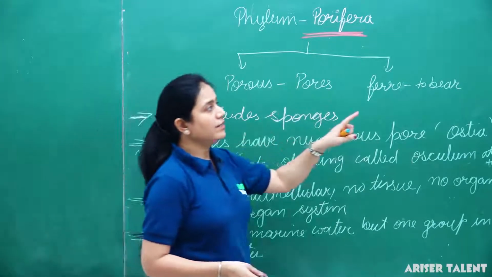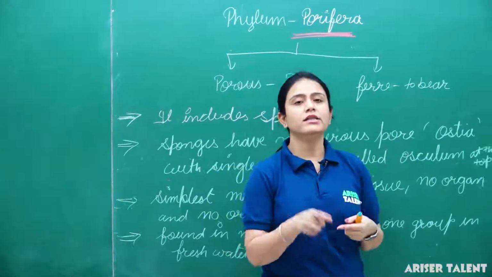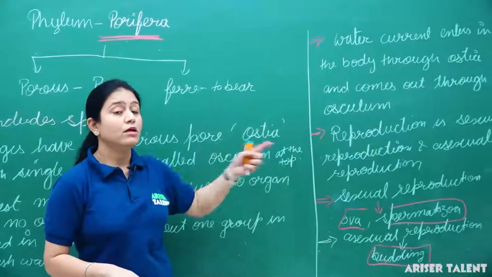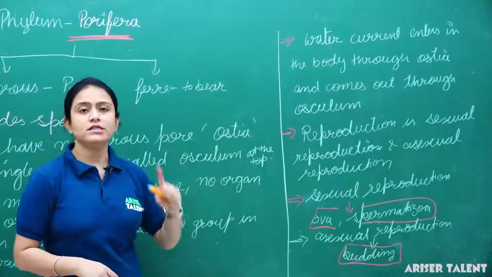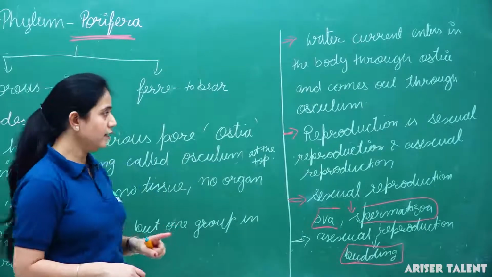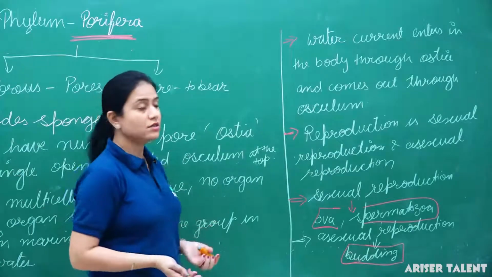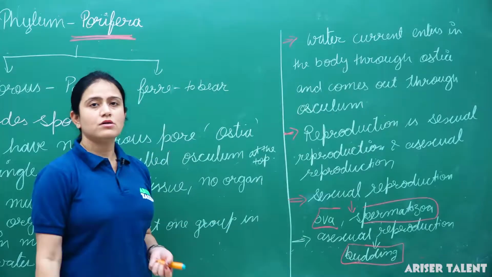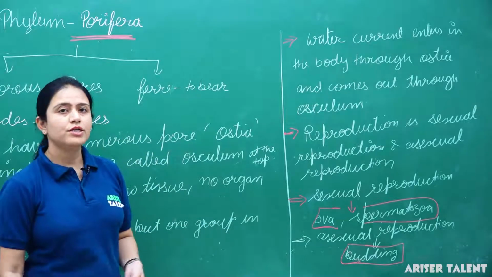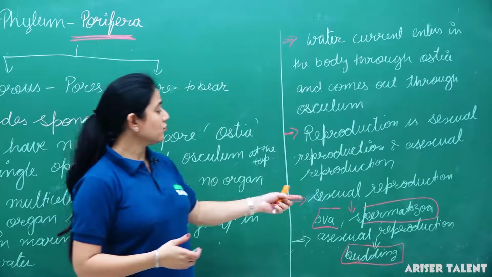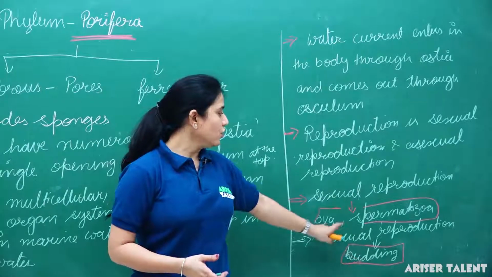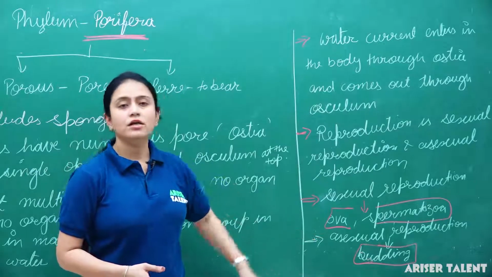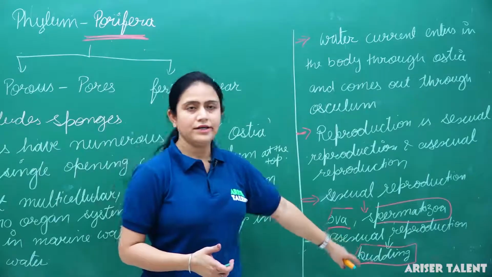Water current enters the body through ostia, then it goes through the entire body and comes out through the osculum, and this water contains food and oxygen. Clear? Because animals need oxygen. Then reproduction is done by two methods, sexual reproduction and asexual reproduction. During sexual reproduction, ova and spermatozoa are formed, and asexual reproduction includes budding. Clear?